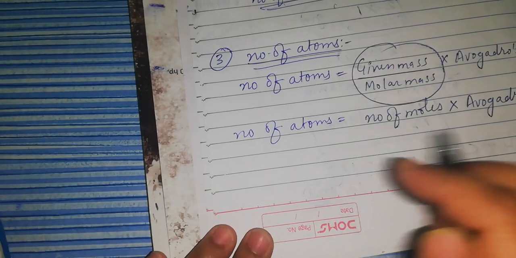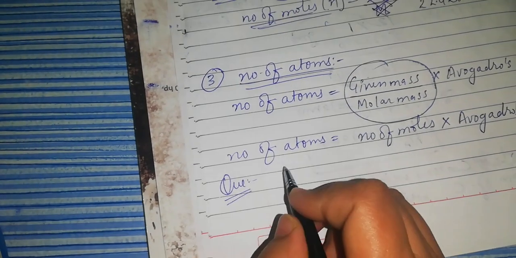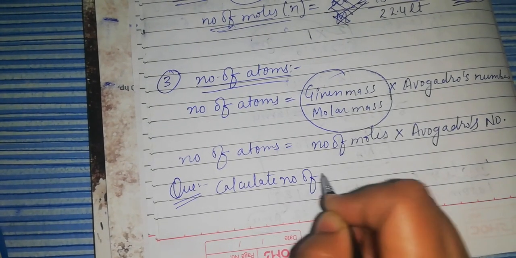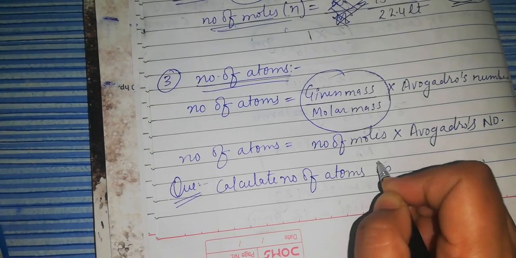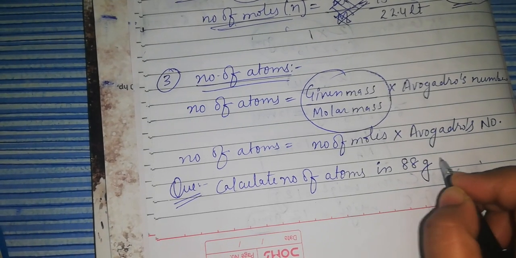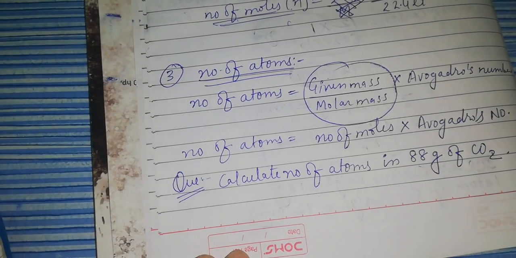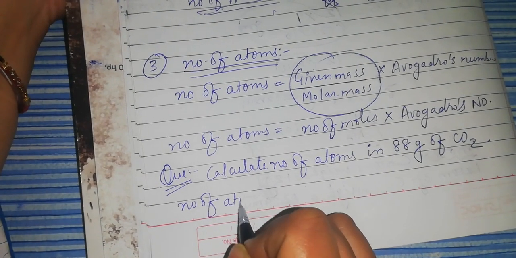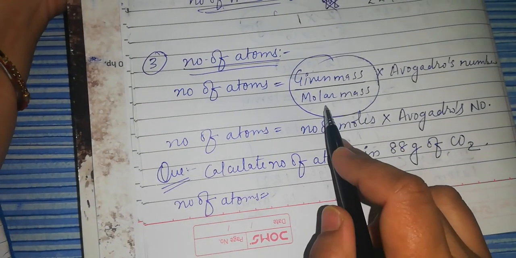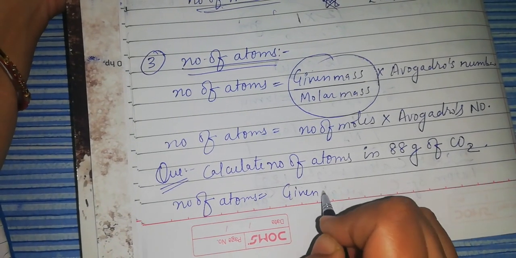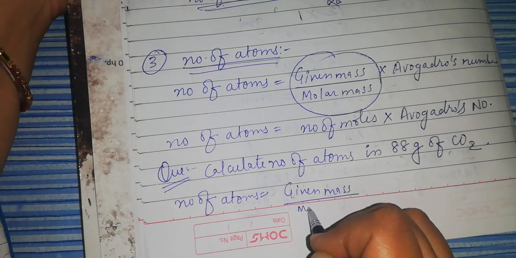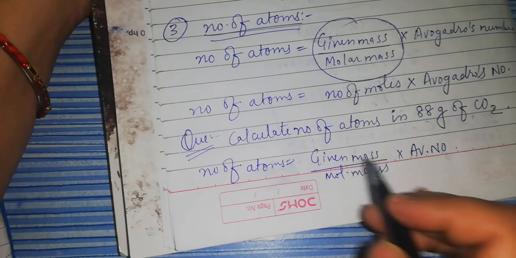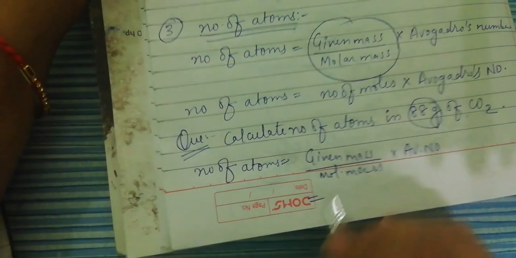For example, I am giving you one question. You are asked to calculate the number of atoms in 88 gram of carbon dioxide. How will you calculate the number of atoms? Given mass by molar mass into Avogadro's number. Given mass is 88 gram.